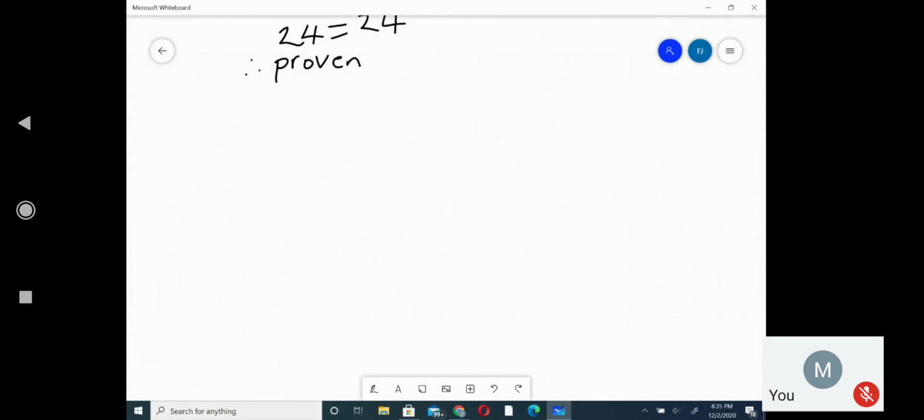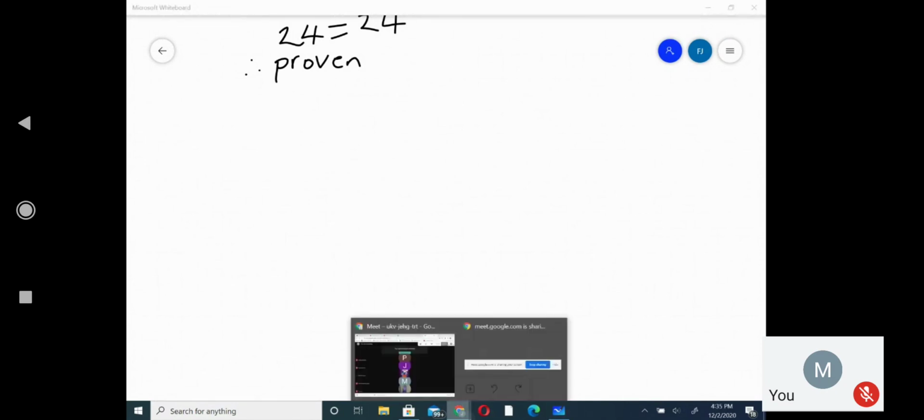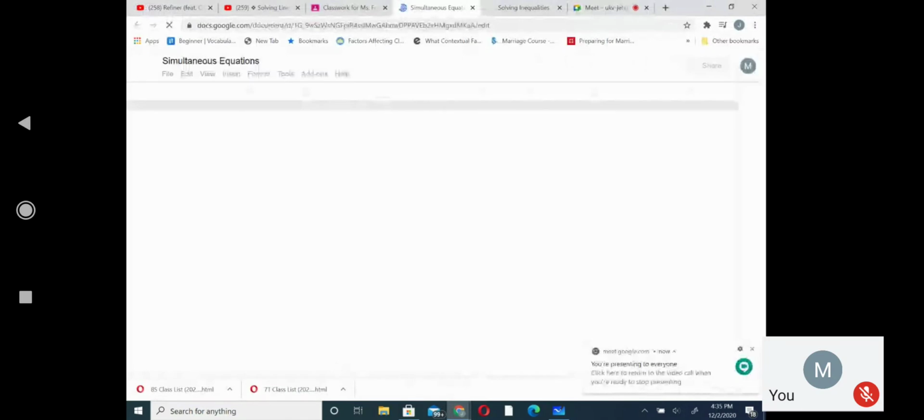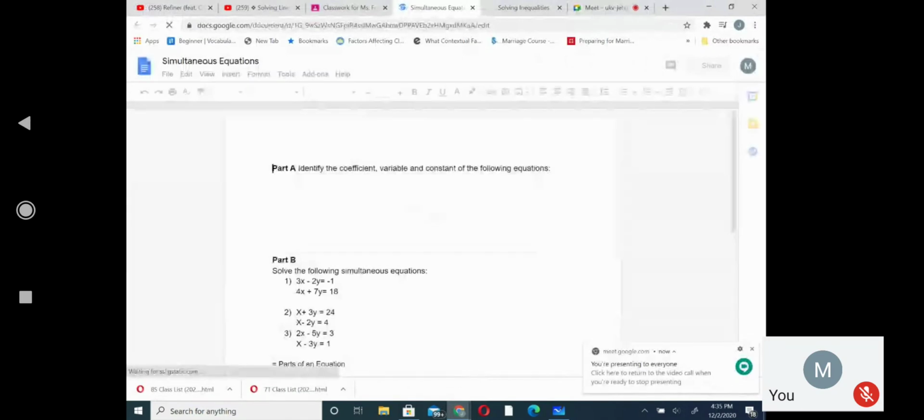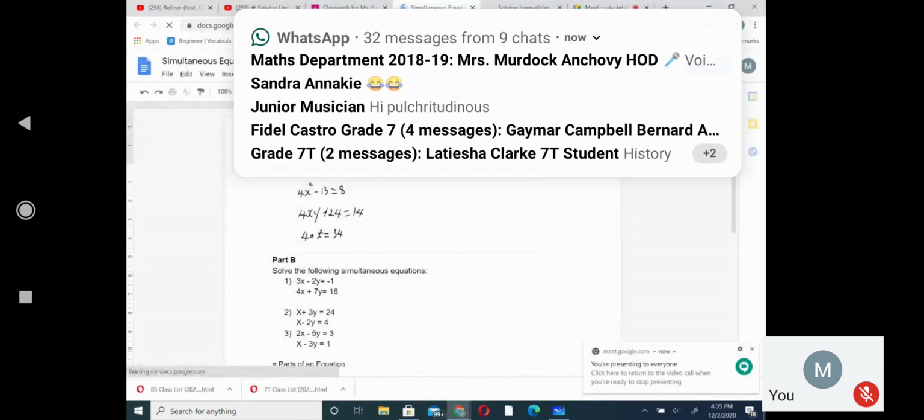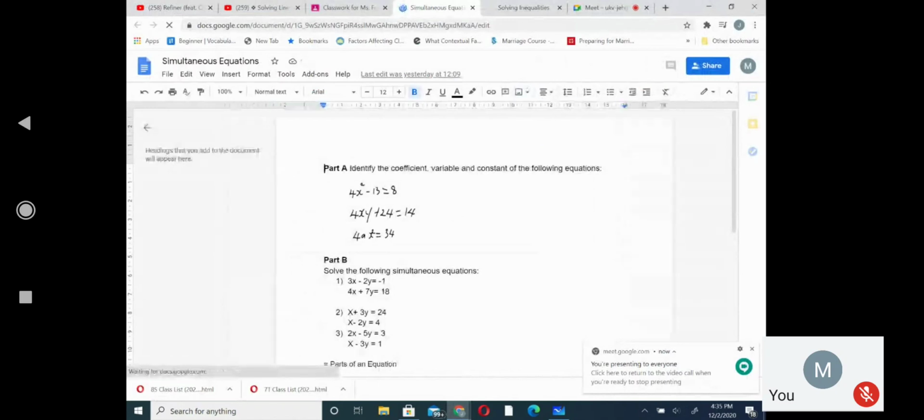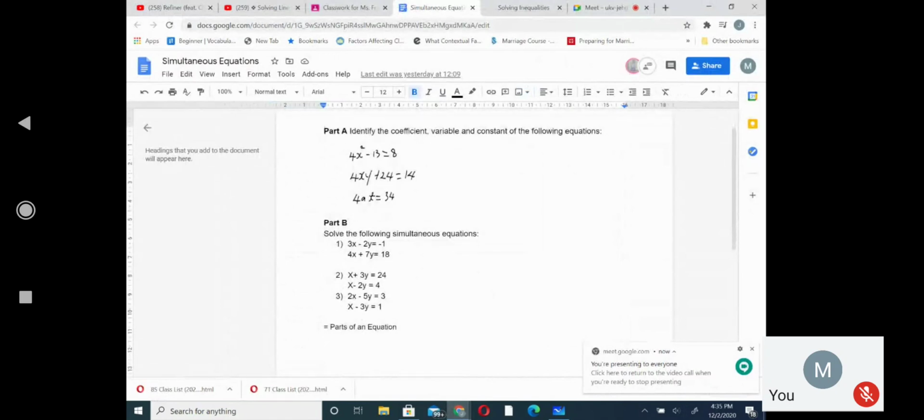We had some practice questions that we got for assignment. I would like us to go through those questions together. So let us do the simultaneous equations first, and then we will do the other parts of it.